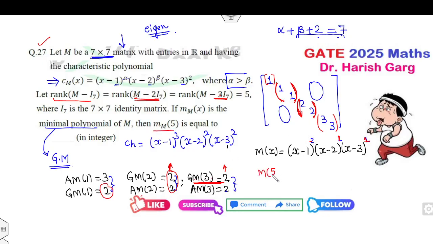Now what have they asked? The answer at 5 is asked. So what will be the answer at 5? 5 minus 1 is 4, 4 square, 5 minus 2 is 3, 5 minus 3 is 2. So that will be 96. 96 is the right answer of this problem.